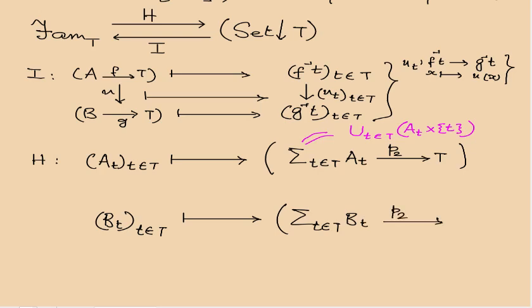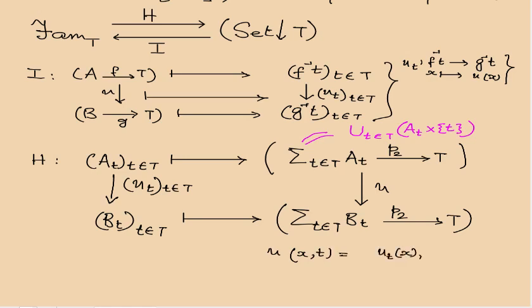Perfectly. And this is U. Okay. And what is U? U of xt is UTX. Alright. Now observe. So these two are functors. These two are functors. But there is a very, very nice property of this term.